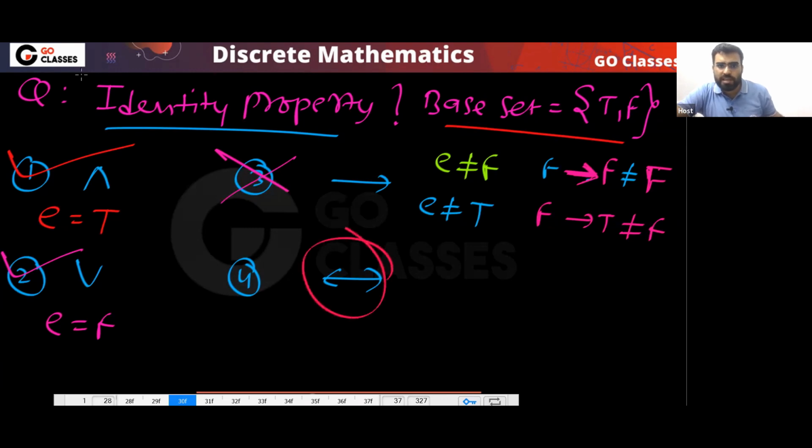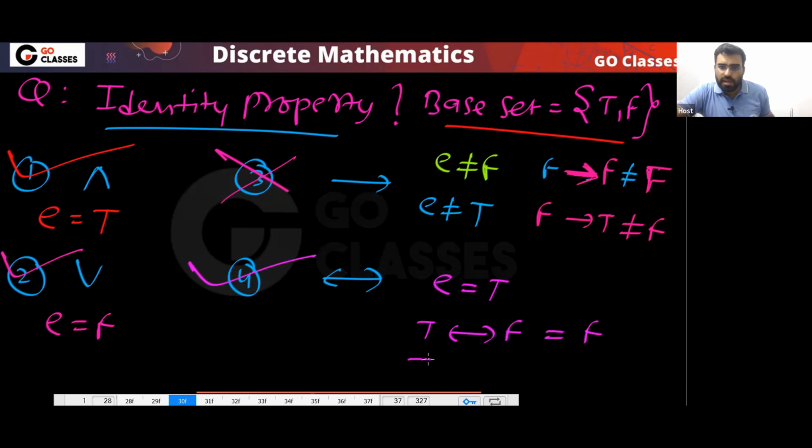What about this bi-implication? Do we have identity element for this? Yes, the identity element we have here. What is the identity element? The identity element is true because you can notice E equal to true will work. You can notice that true bi-implication false, that will be false, and true bi-implication true, that will be true. So you can notice that this identity element will work. This is your identity element, correct?